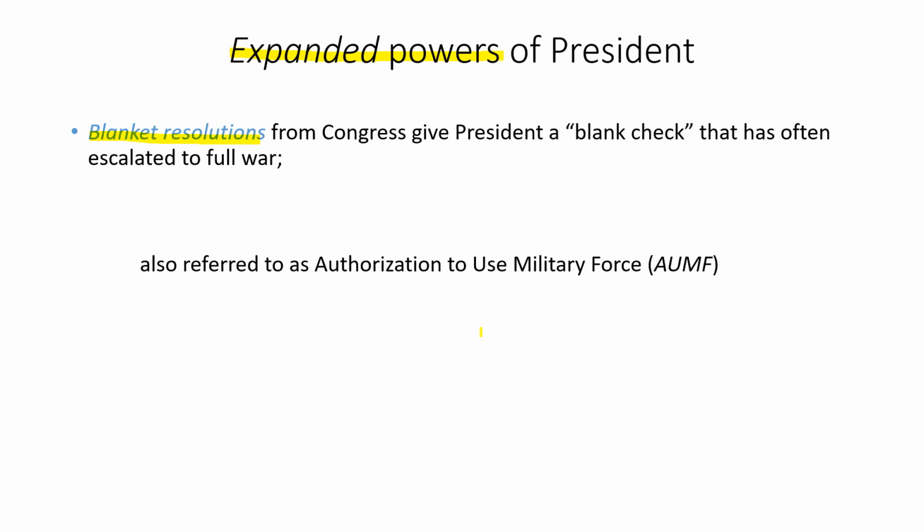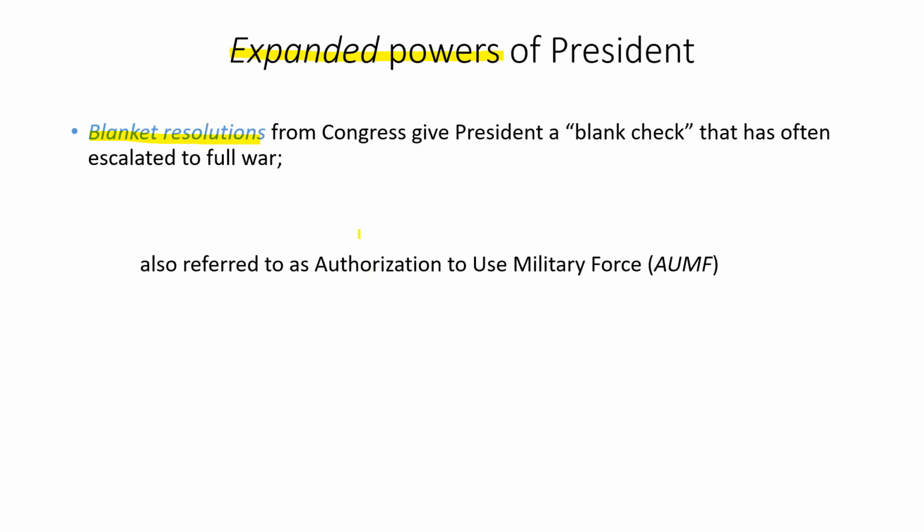First one, blanket resolutions. The only way that we can declare war on another country is if Congress declares it. That's another part of these separations of powers. Just like Congress makes a law and then passes it over to the president to execute that law, the same thing happens here. Congress has the power to declare war, and then they pass that over to the president, who is commander-in-chief, to execute that war. Separation of powers.